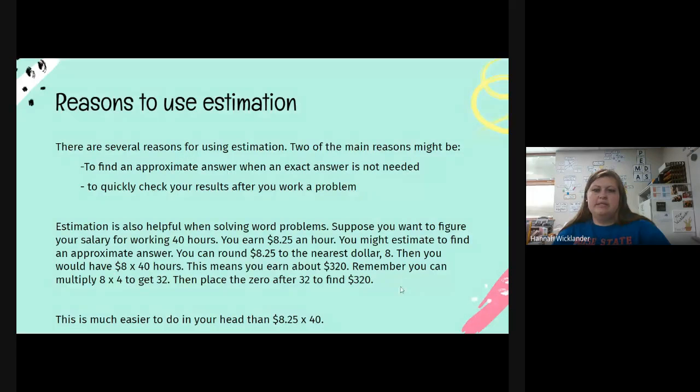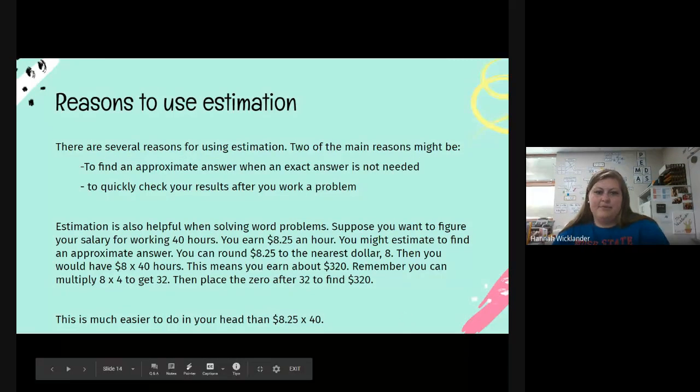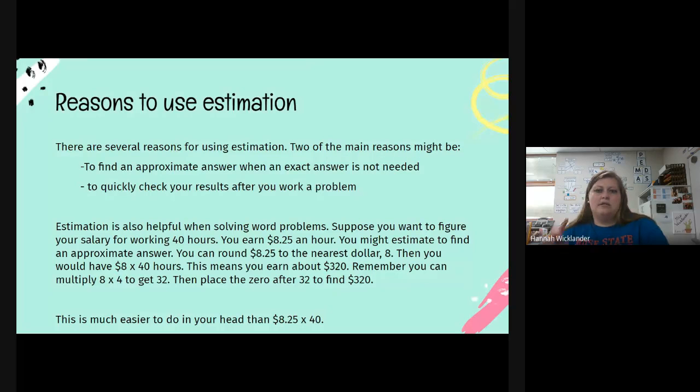So reasons to use estimation. There are several reasons. Two of the main reasons are to find an approximate answer. That means a close enough answer, not exact, or to quickly check your results after you work a problem. So estimation is helpful when solving word problems.